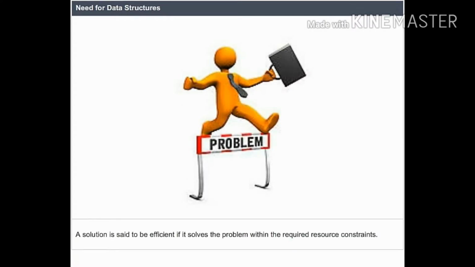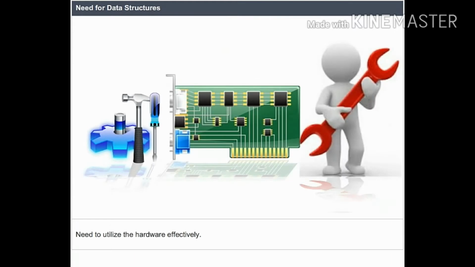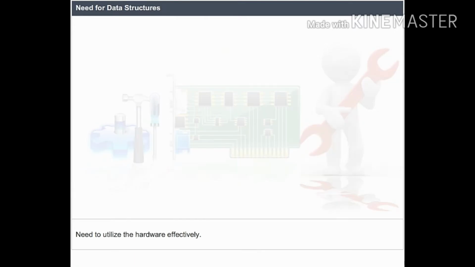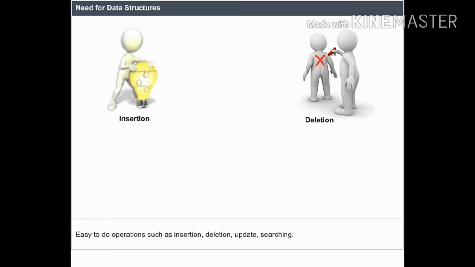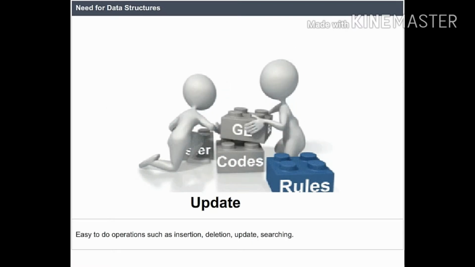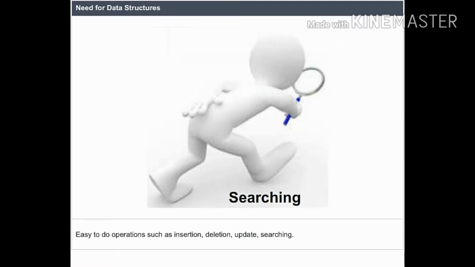Need for data structures. A solution is said to be efficient if it solves the problem within the required resource constraints. Need to utilize the hardware effectively. Easy to do operations such as insertion, deletion, update, researching.